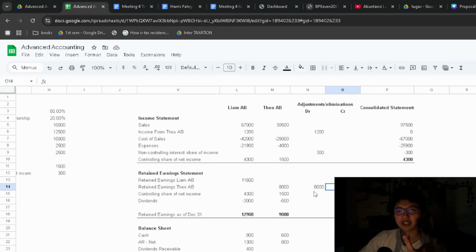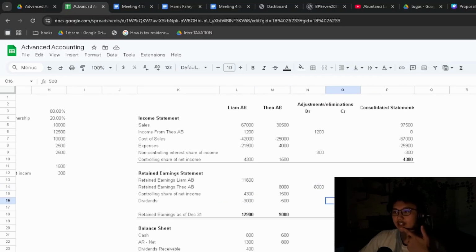Theo is a subsidiary and it already belongs to the parent. So the idea here is that when we're making consolidated statements, we're not making two statements of two different companies, but we're making it as one. So then we're gonna have one retained earnings, which is retained earnings of Liam. So that's why this should not be included. That's why adjustments is needed, and it's to cancel out the accounts.